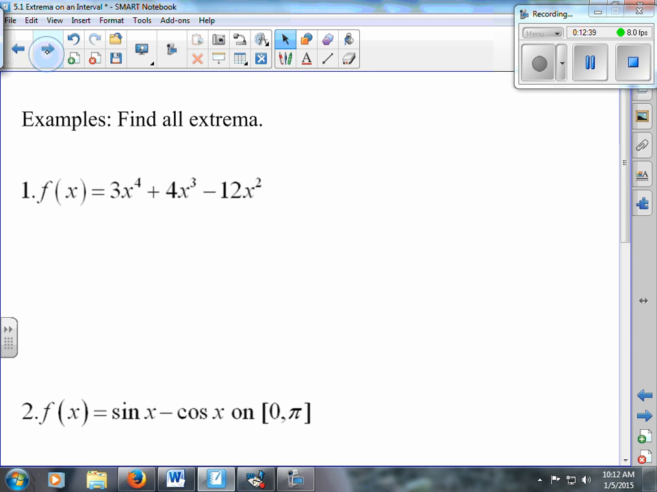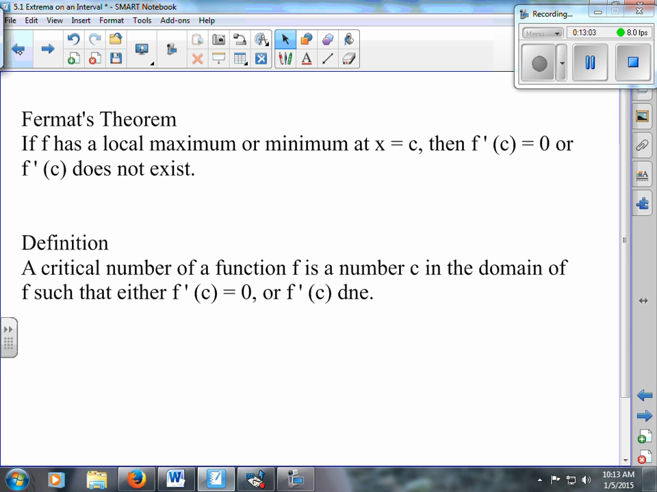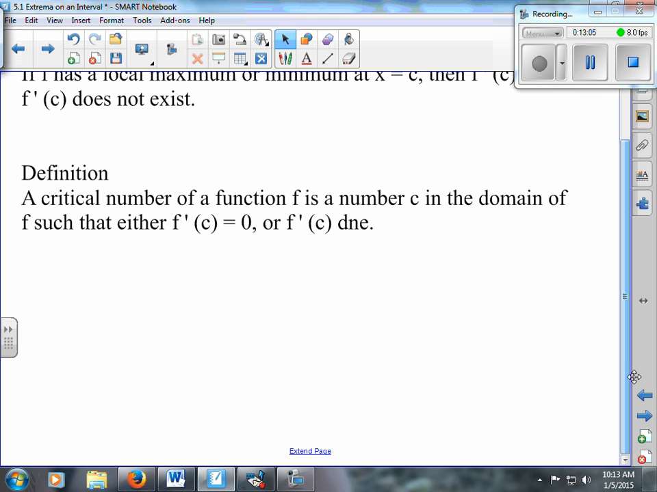Okay, so now we're going to do actual examples, and this is my last page. I'm just going to do these two examples. And it says to find all extrema. I believe that in your homework, you actually only have to find absolute extrema. But before we do that, let me give you a guideline for how you find absolute extrema. Oh boy, I haven't written that down.